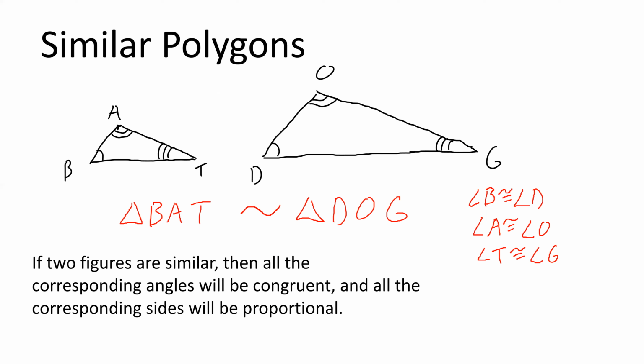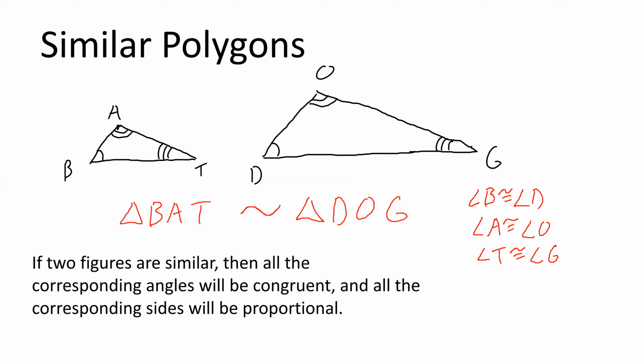So on here, the angles I wrote as congruent. The figure I wrote is similar. We will never say that the angles are similar. We won't use that symbol of similarity, that squiggle by itself, unless we're talking about the entire figure. So when we have similar figures, the angles are congruent. Now the sides are proportional.